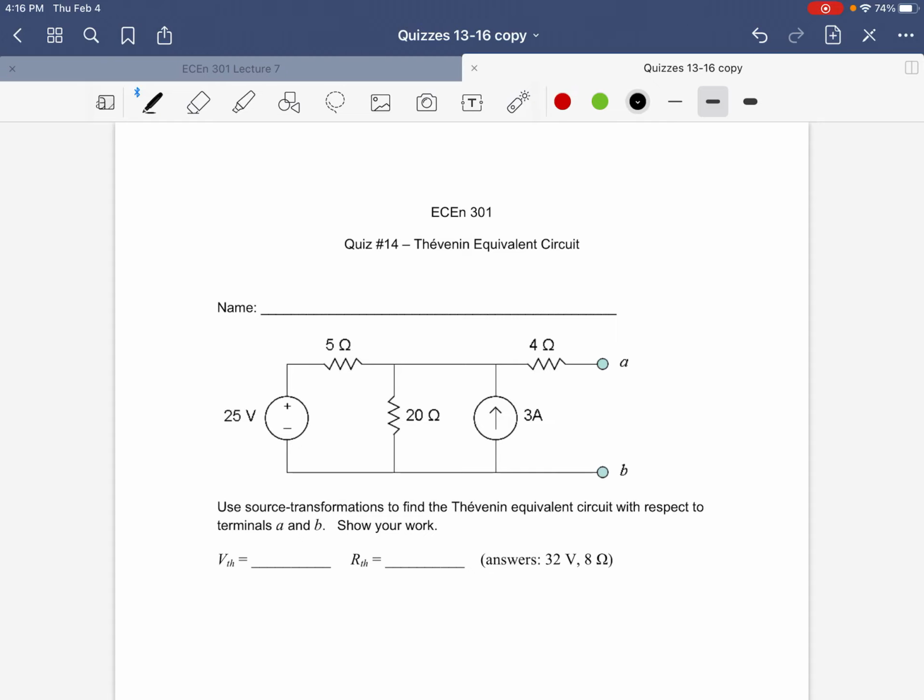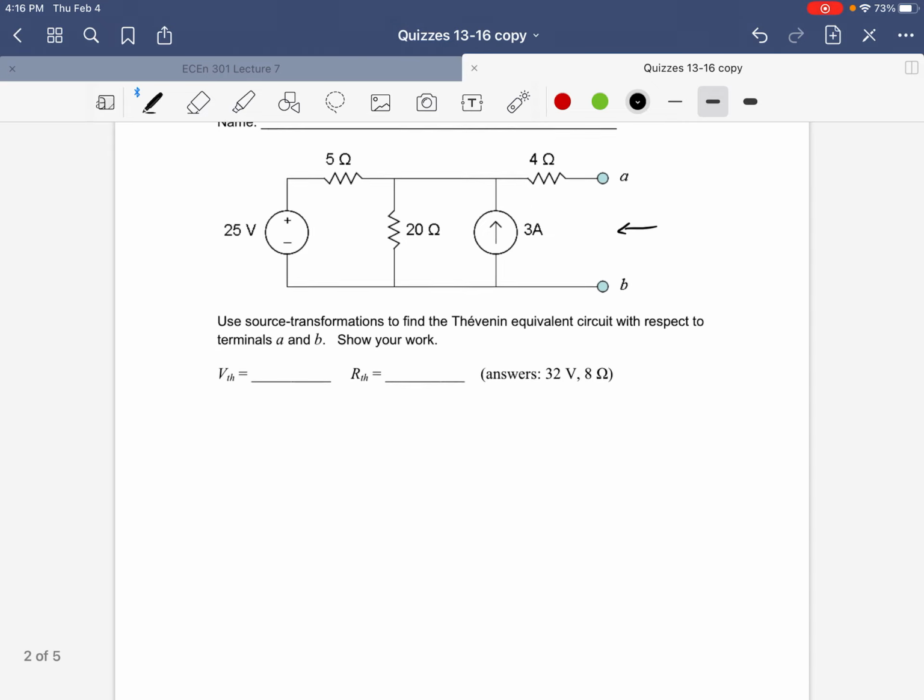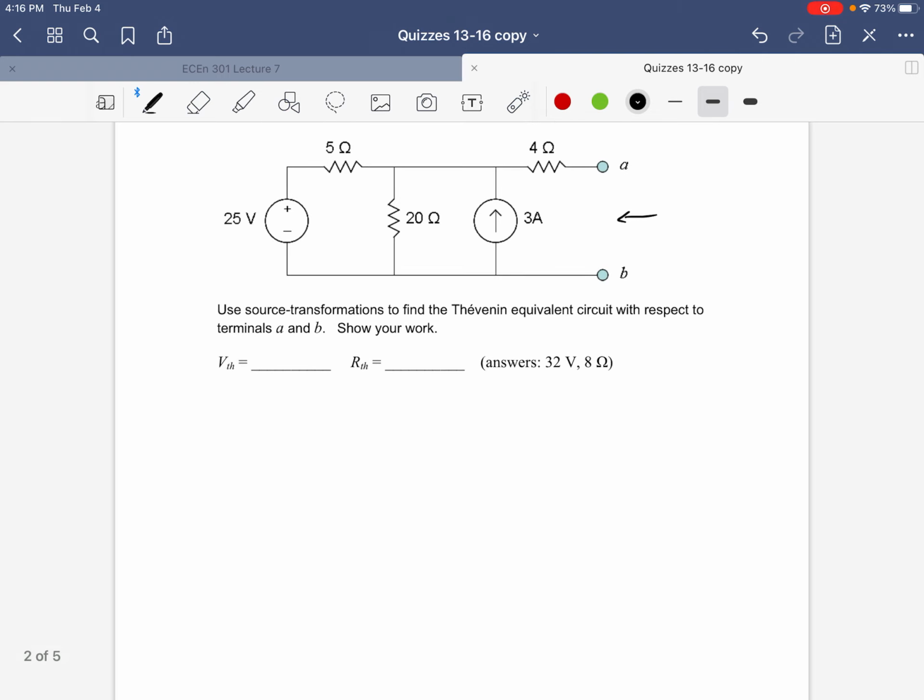Okay, so this is quiz number 14. Again, we're going to try to find the Thevenin equivalent circuit looking back in from A to B. All right, so we notice here we just need to do a bunch of different transformations to fix this, or to get it into a voltage source and a current source.